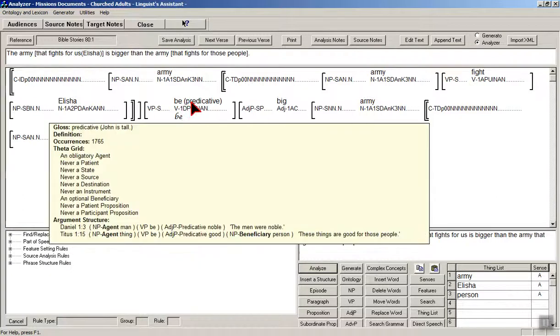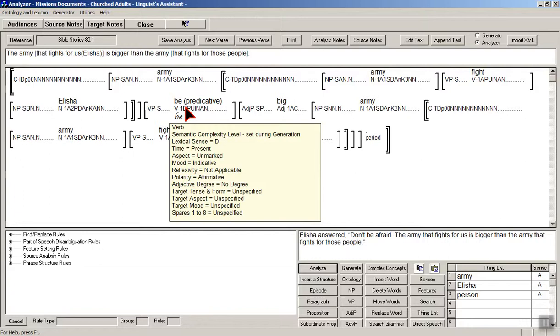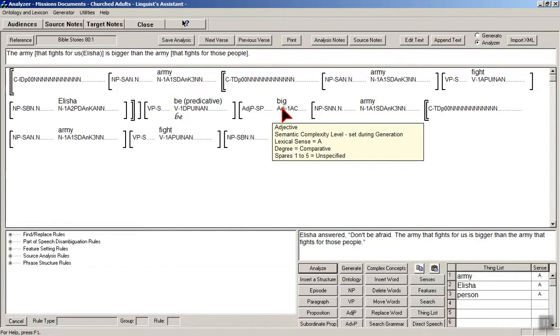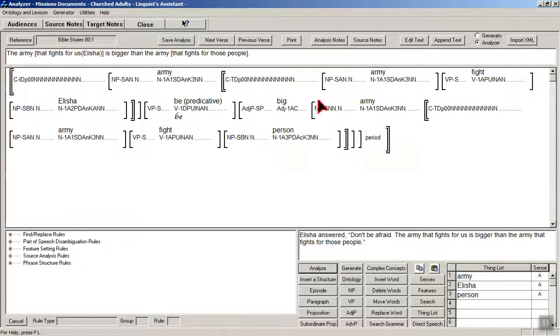So be predicative, that's the form of to be that when we have an adjective, someone is something, in this case, big. Big, if I put that over the feature below big, it shows degree is comparative, so that's bigger. So now the noun phrase says what it's bigger than. It's bigger than the other army, the army that fights for those people. So, I'll save that verse. Now let's see what happens when I push generate.